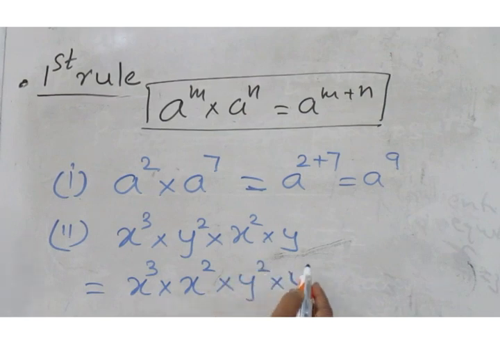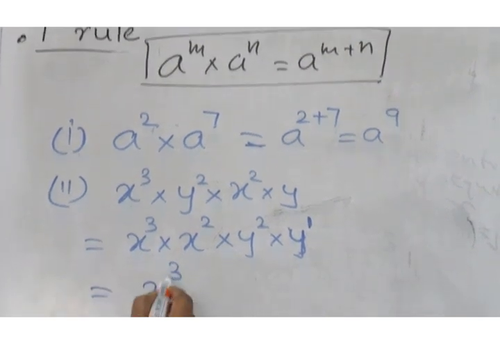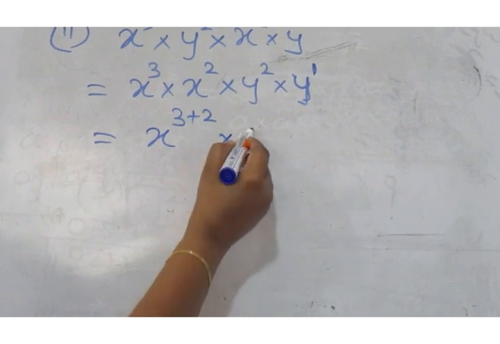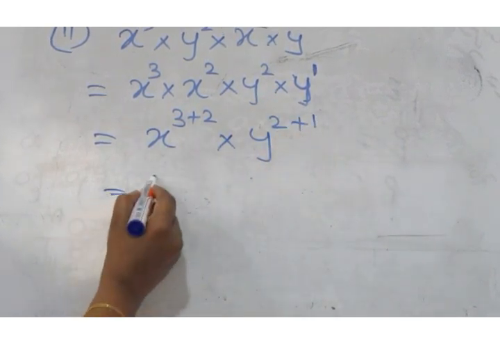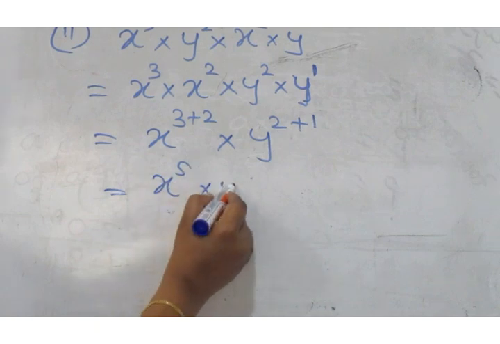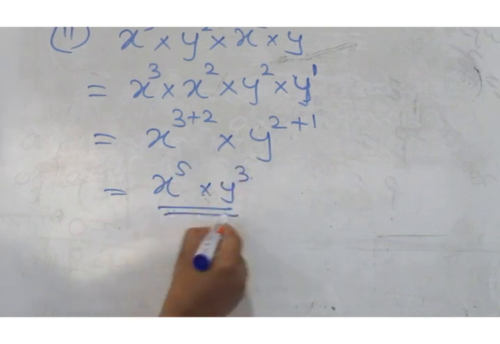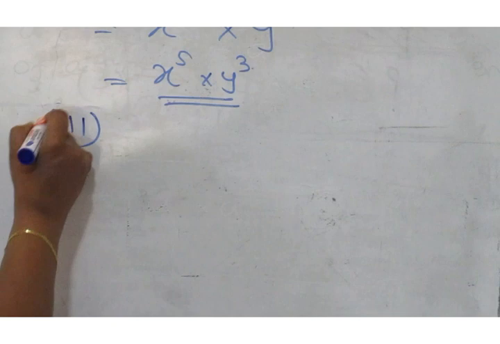Now what is the power here? Then power here, index is here 1. Now using this rule, these are the product of two equal powers. So take the sum of indices. Then here using the same rule, now x to the power 5 into y to the power 3. This is the answer.